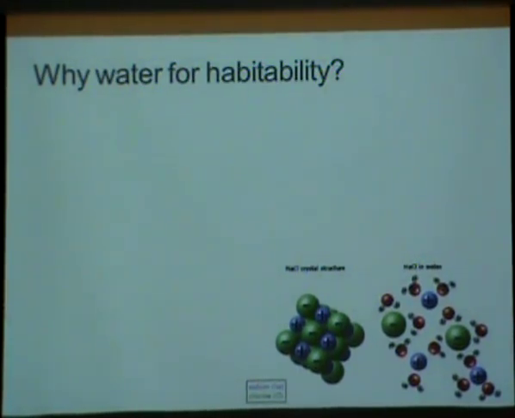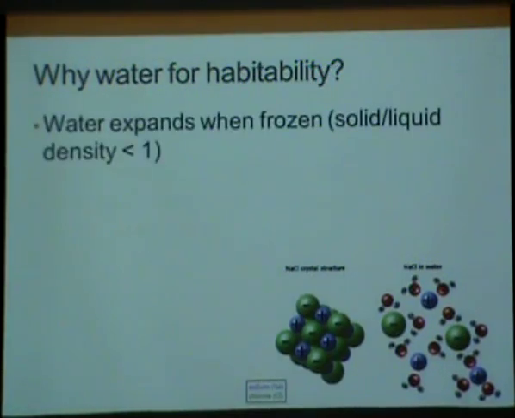Now, we mentioned water as an important molecule for habitability. Luckily our dean's here, because she's a chemist, so she can help me with this. First of all, water expands when it freezes. So it actually has a solid to liquid density ratio less than 1. Now, if you're a living organism, especially a waterborne organism, why would this be important? What would happen if the solid to liquid density were greater than 1?